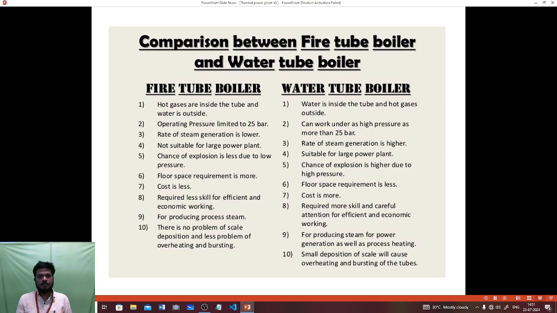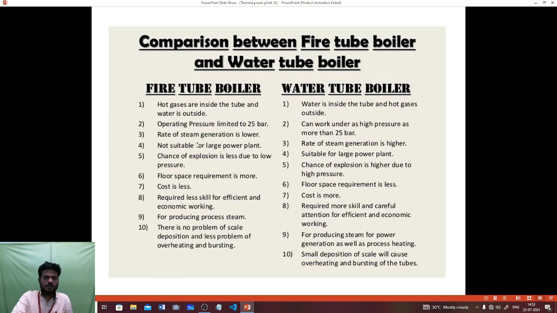Next we are going to see the comparison between fire tube boilers and water tube boilers. In fire tube boilers, the hot gases are inside the tube and the water is outside. In water tube boilers, water is inside the tube and hot gases are outside. In a fire tube boiler, the operating pressure is limited to 25 bar, and a water tube boiler can work under a high pressure of more than 25 bar. In a fire tube boiler, the rate of steam generation is very low, and in a water tube boiler, the rate of steam generation is much higher compared to the fire tube boiler.